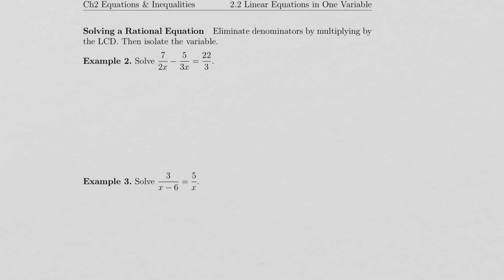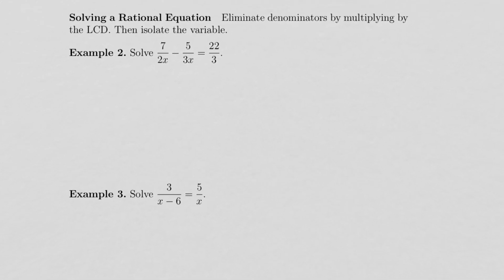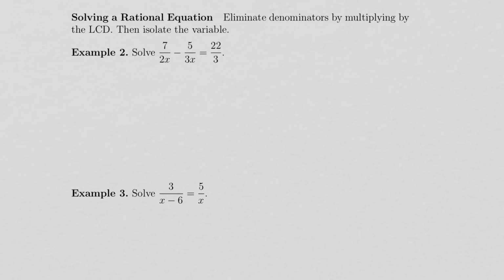Okay. What if we have a rational equation? So something like this: 7 over 2x minus 5 over 3x equals 22 over 3. The best way to handle these is to try and clear out the fractions. And the way that you do that is you multiply both sides by the lowest common denominator.